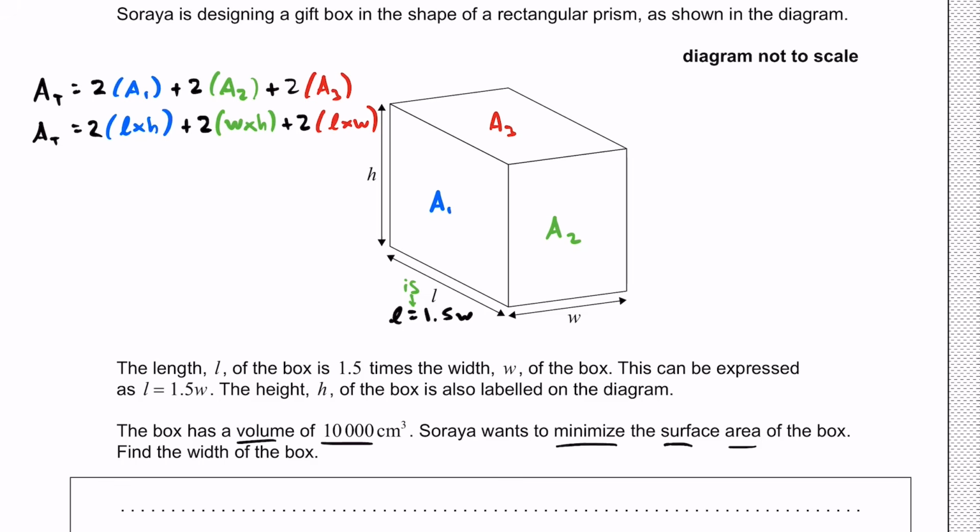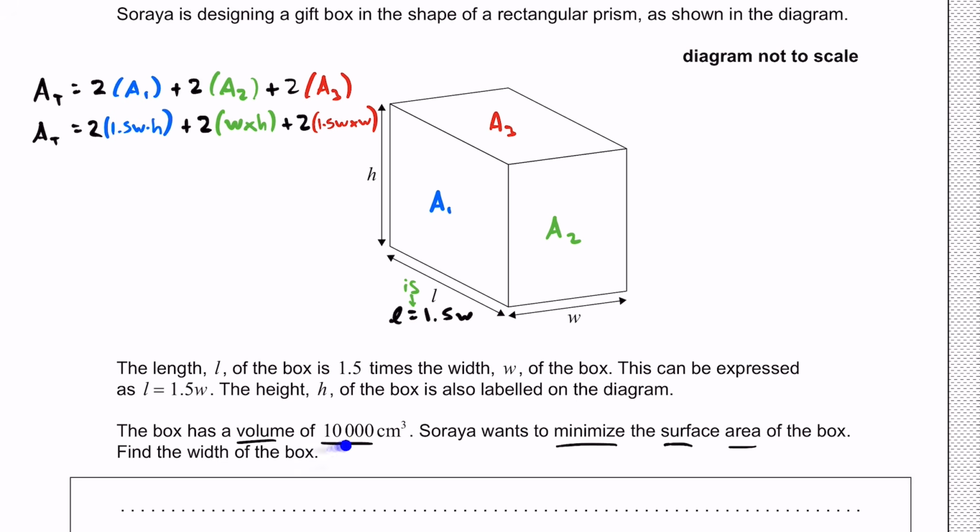Here's an L, here's an L. I need to make a little more space and write this as 1.5W times H. And then here we had L times W, so this is going to be 1.5W times W. Again, replacing L with 1.5W. All right, so now we just have an equation in terms of W and H, and then W once again. That's still too many; we just want one variable. So what can we do?